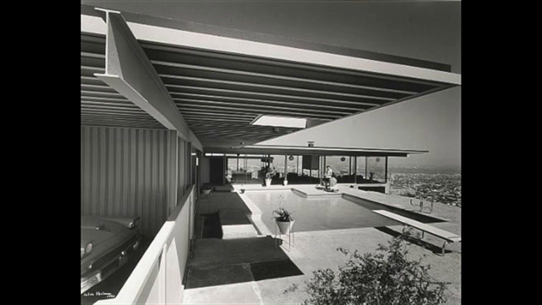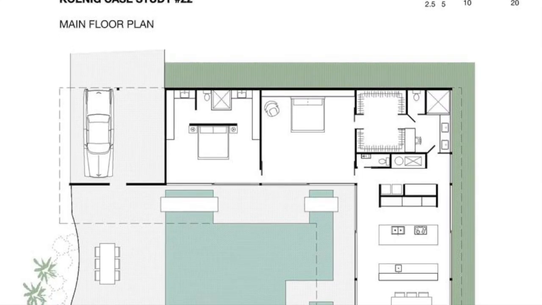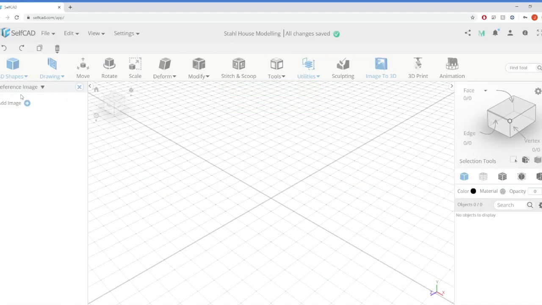So this is Stahl house. This is a perspective view. Some internal views. It's on a hilltop. It's very pretty. It has a pool on the front. L-shape in plan, and this is what we're going to be doing.